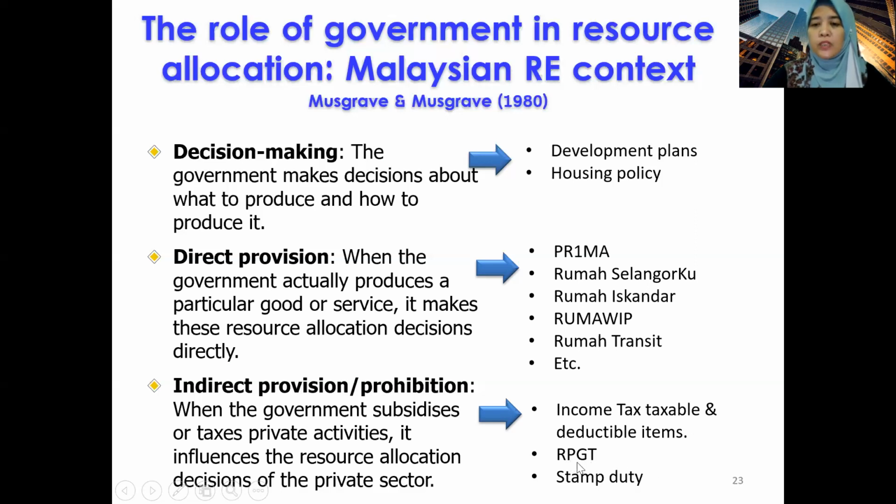And finally, stamp duty as well. Stamp duty is what you pay in a transaction. Transaction, in terms of real estate, means the sale and purchase of a property. So you have to pay stamp duty on the price of the transaction or the value of the transaction, whichever is higher. So that is a source of government income, stamp duty. RPGT also is a source of government income. Income tax is also a source of government income. So that's how the government can influence the volume and rate of transactions of real estate in Malaysia, particularly housing.